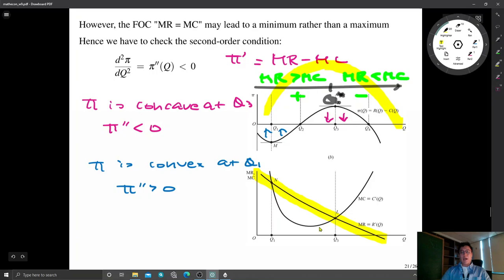Right? So at the optimal quantity, marginal revenue must intersect with the marginal cost. The derivative must be equal to 0, but it should intersect from above. So marginal revenue must intersect with the marginal cost from above at the optimal quantity. And we have another intersection at Q1, but the difference is now marginal revenue intersects with the marginal cost from below. Okay? So at this point, profit is minimized rather than maximized.